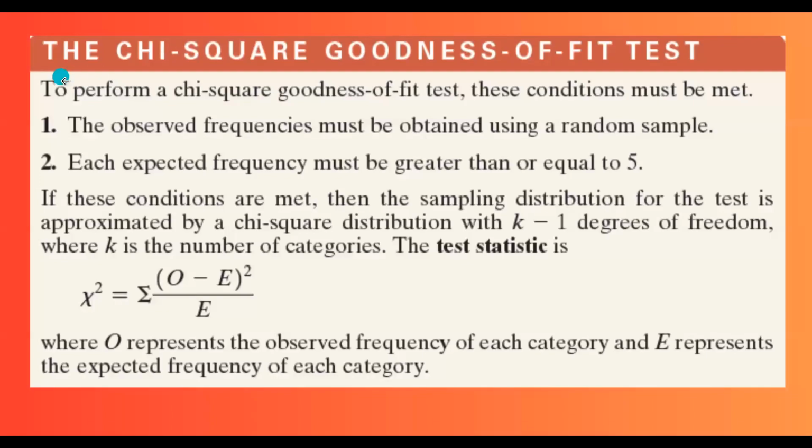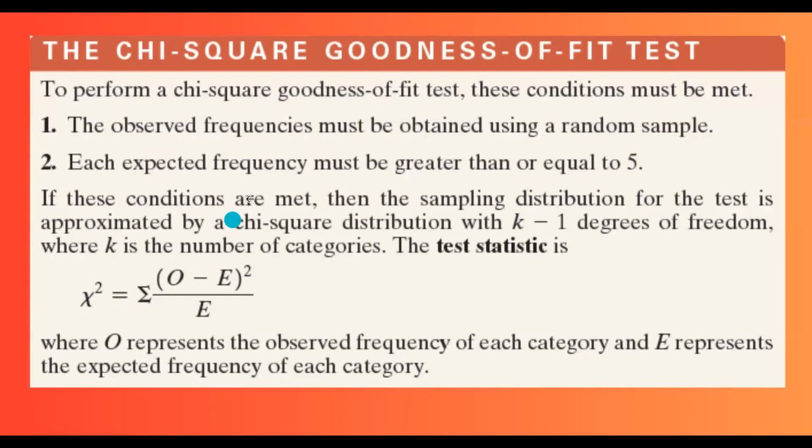Now that we talked about observed and expected frequency, we're going to talk about the chi-square goodness of fit test. To perform a chi-square goodness of fit test, these conditions must be met. First of all, the observed frequency must be obtained using a random sample. Each expected frequency must be greater than or equal to 5.